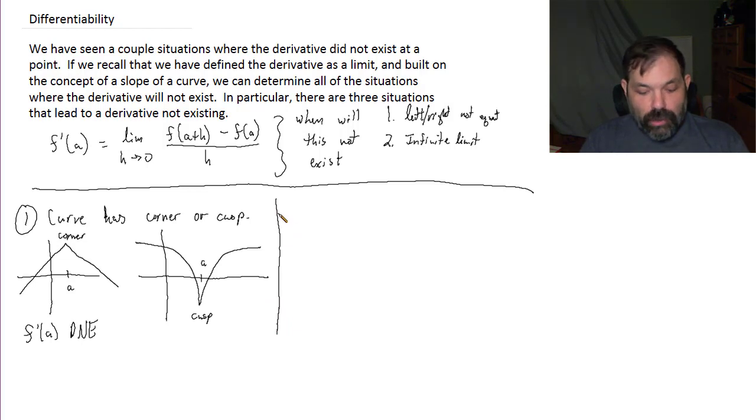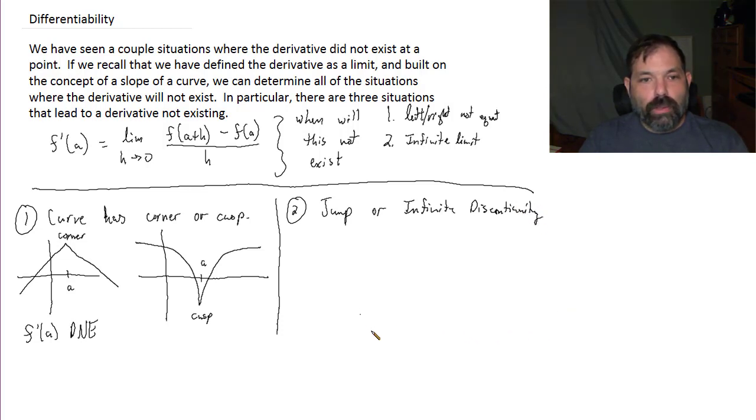A second situation that causes this would be if there's discontinuities, specific kinds of discontinuities. If you have a jump or an infinite discontinuity. So a graph with a jump discontinuity might look something like this. Here's A, and we have maybe an open point here, and here's a closed point, and the curve does something there. Here we have this jump discontinuity. The derivative would not exist at A.